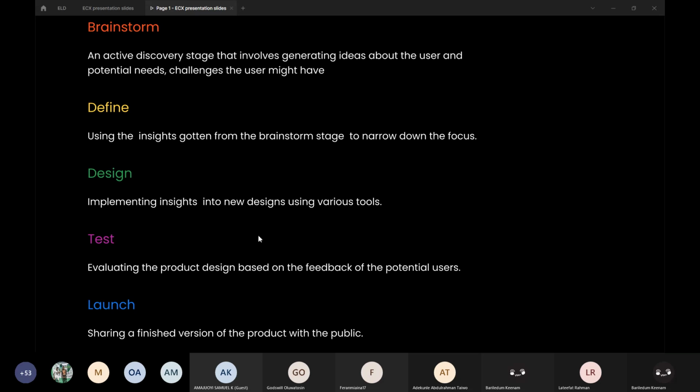So moving on to the next, we have the test phase. So this involves designing the actual, the design phase.